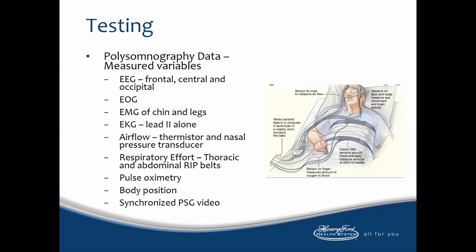You also have the airflow. You'll see the thermistor as well as the nasal pressure transducer. Then we can also monitor the respiratory effort with a thoracic and then an abdominal belt. And sometimes that's where you'll see paradoxical movements. Then you also have your pulse oximeter. You'll have someone monitoring which body position the patient is in, whether it's supine, prone, or side lying. And then you also have video feedback for any other sleep disturbances.